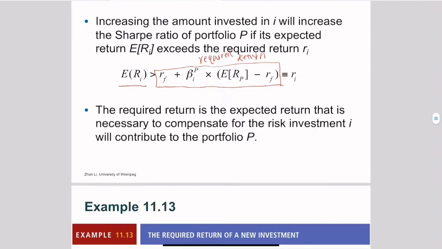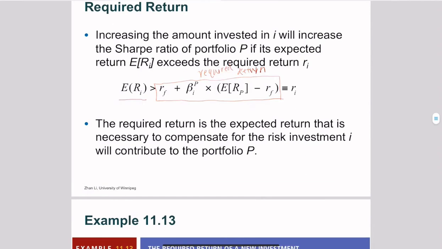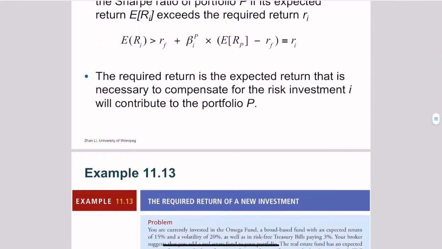Right? So basically, maybe it's worth writing down this result here. There are two cases. You would compare expected return versus required return. In the first case, where expected return is larger than required return, you would increase your investment in stock I. In this case, portfolio P would be more efficient.